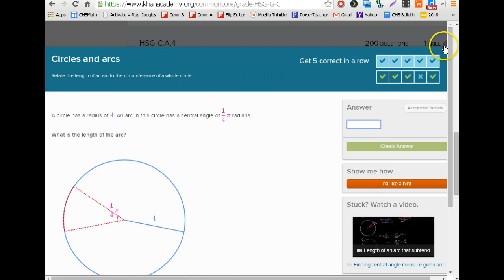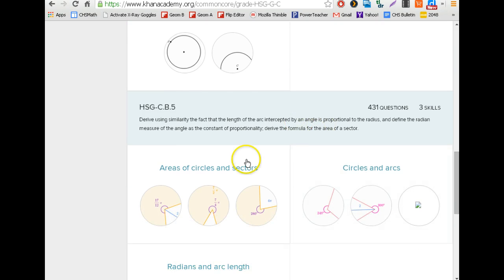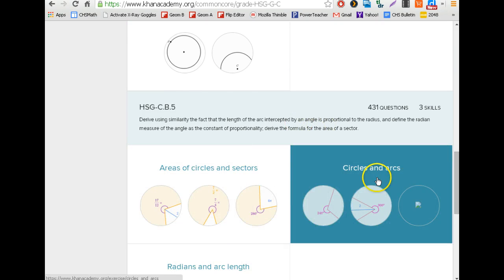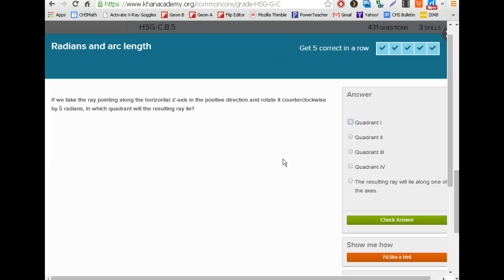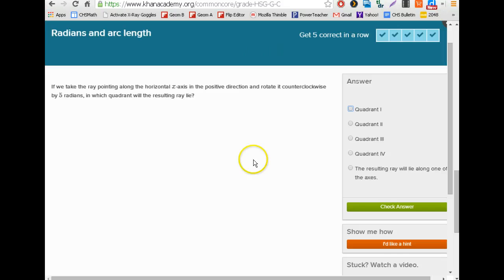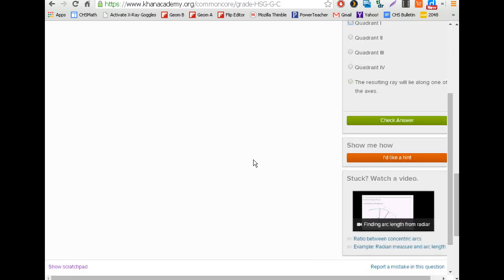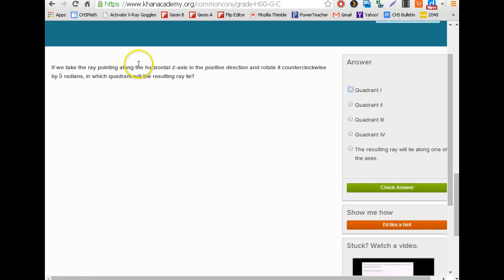I'm going to close that out. We'll try one more skill here. We just did areas of circles and sectors, circles and arcs, and now radians and arc length. Just do one or two of these real quick. We take a ray pointing along the horizontal x-axis in the positive direction and rotate it counterclockwise by 5 radians.